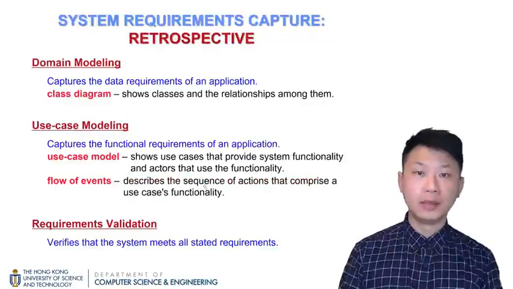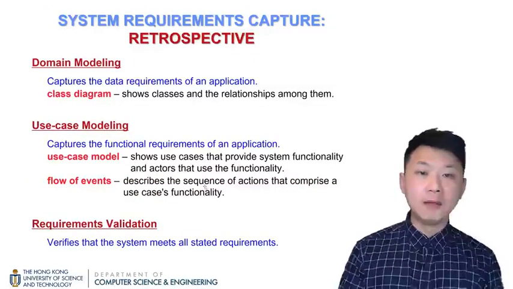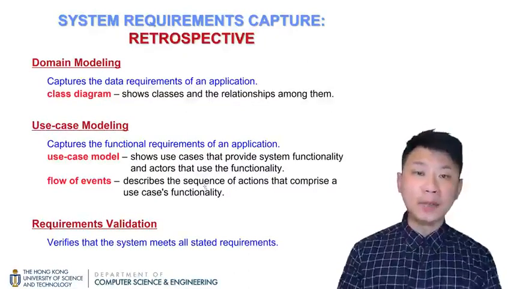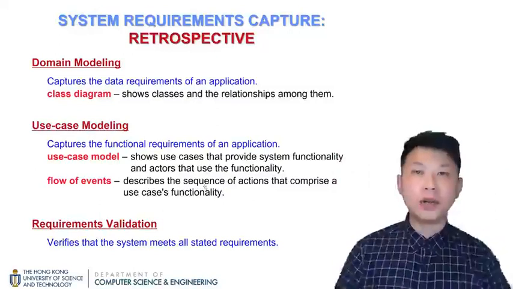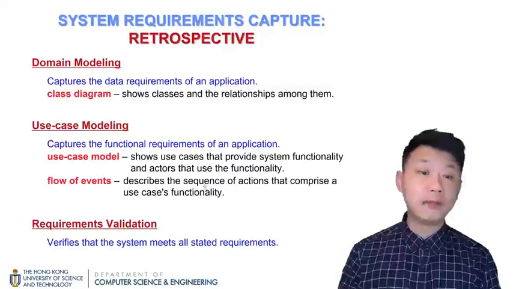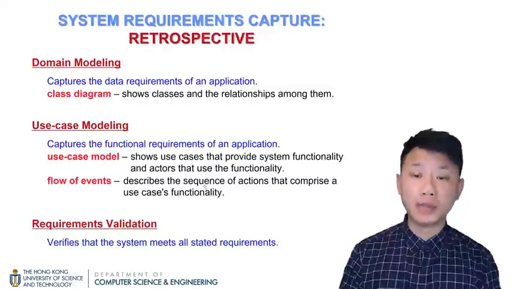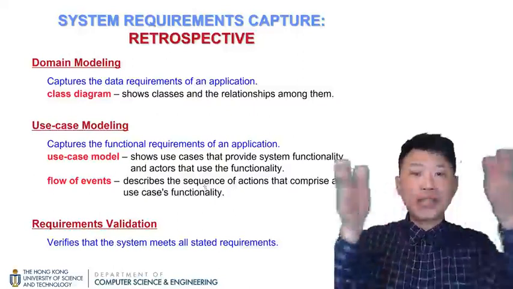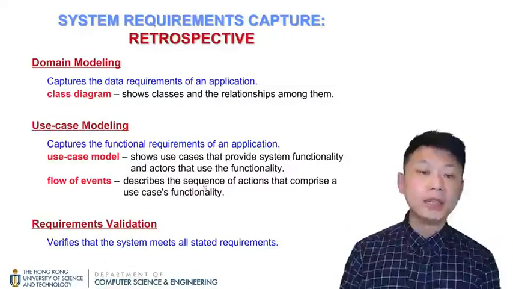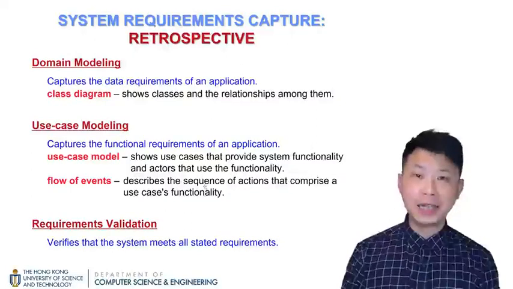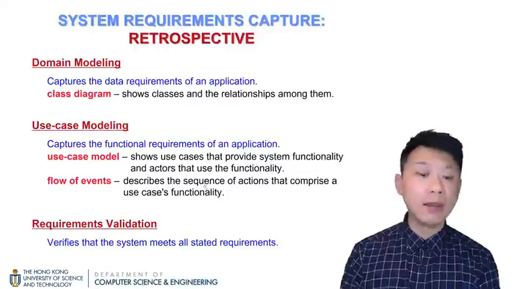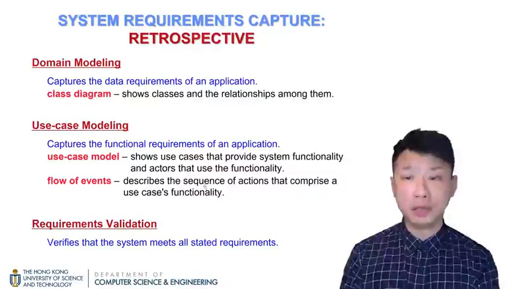So in our system requirements specification, we should have a domain model to capture all the data requirements of an application. That means we should have a class diagram to capture all the important objects that persist in the software system. And we should have a use case model to capture the functional requirements of the application. We should have a use case diagram to capture all the functionalities provided by the software system, and also we describe the flow of events using use case specifications. And finally, after we capture all the requirements, we have to validate all the requirements that we have captured.